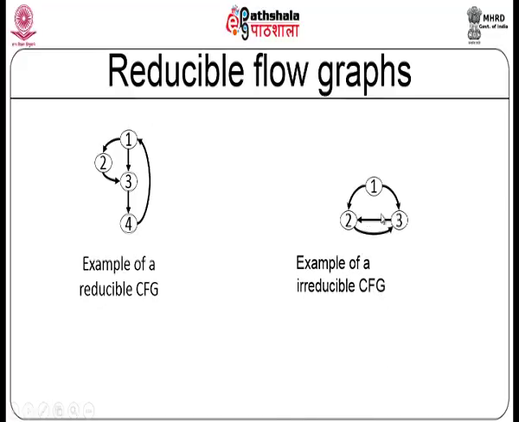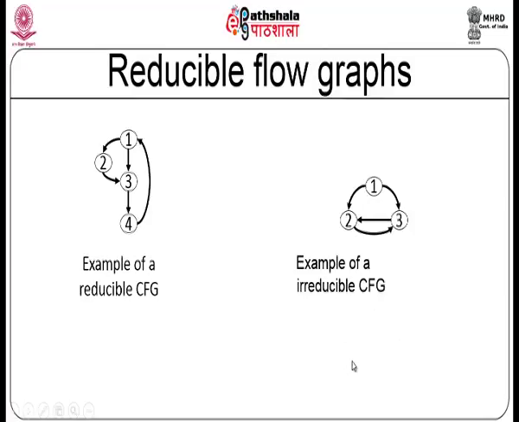Now if you consider there is a loop between 2 and 3, if you choose the forward edge, that can be a back edge, and the other one can also be a back edge. When you remove the back edge, this does not result in an acyclic graph, therefore this is not a reducible graph. It is not satisfying the first property itself. This is called an irreducible control flow graph.